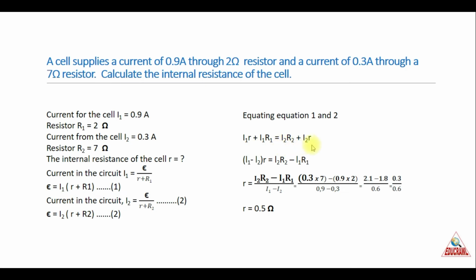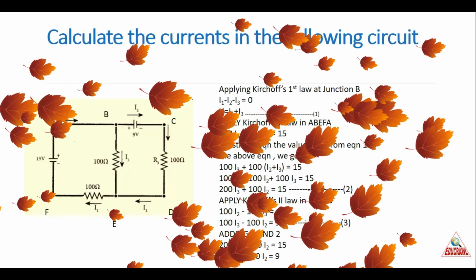Now we rearrange this equation such that small r is on the LHS and the remaining terms are on the RHS. Now we find the expression for r as I2 R2 minus I1 R1 divided by I1 minus I2. Substituting the values of I1, I2, R1, R2, we get the value as 0.3 divided by 0.6, which is nothing but 0.5 ohm. The internal resistance value is 0.5 ohm.